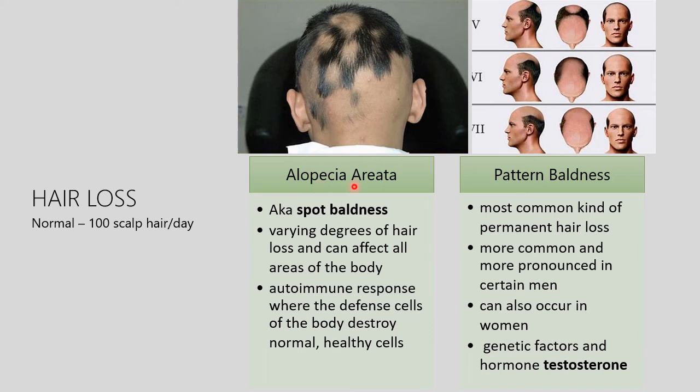For example, alopecia areata, which we also call spot baldness. As you see in the picture, there are spots. These are varying degrees of hair loss that can affect all areas of the body. This is usually an autoimmune response where the defense cells of the body destroy normal healthy cells. Then there is also pattern baldness, which is genetic. Your hairline is actually inherited. This is the most common kind of permanent hair loss, more common in men compared to women, but it can occur in women also. This is a genetic factor, and sometimes it is due to your hormone, testosterone.